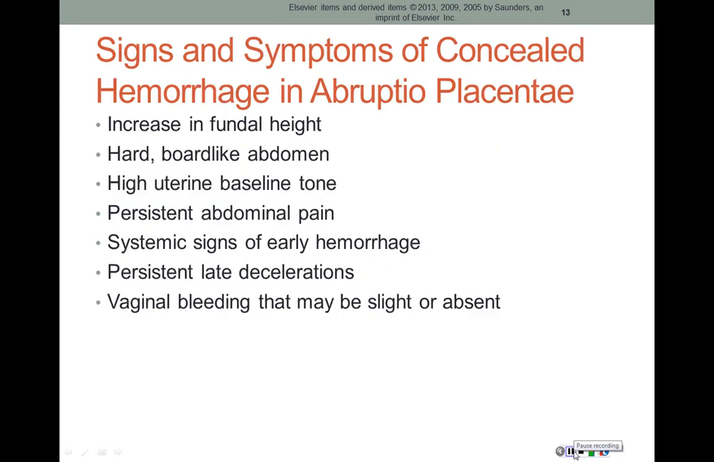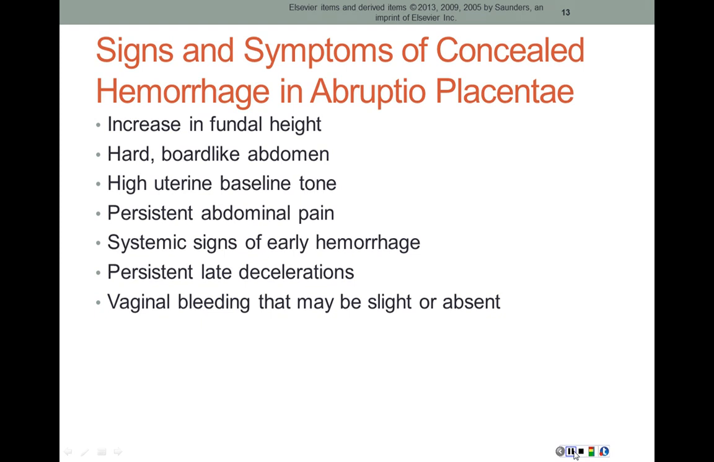So here are some signs and symptoms of a concealed hemorrhage in abruptio placentae. You have an increase in fundal height. The fundus is being pushed upward because of the blood that is accumulating inside the uterus. They're going to have a hard, rigid abdomen, and that is once again from that increase in blood or fluid inside the uterus. High uterine baseline tone, persistent abdominal pain.